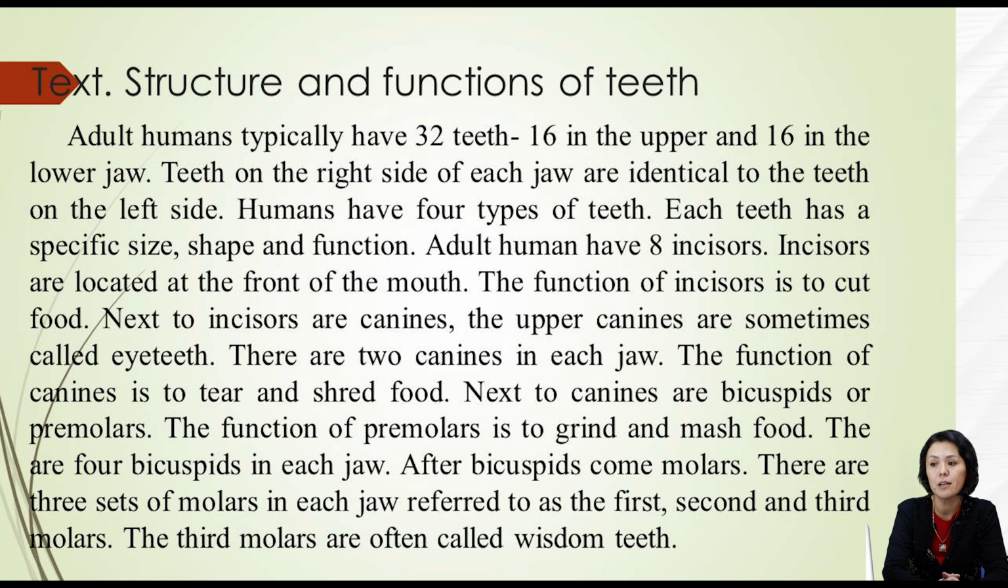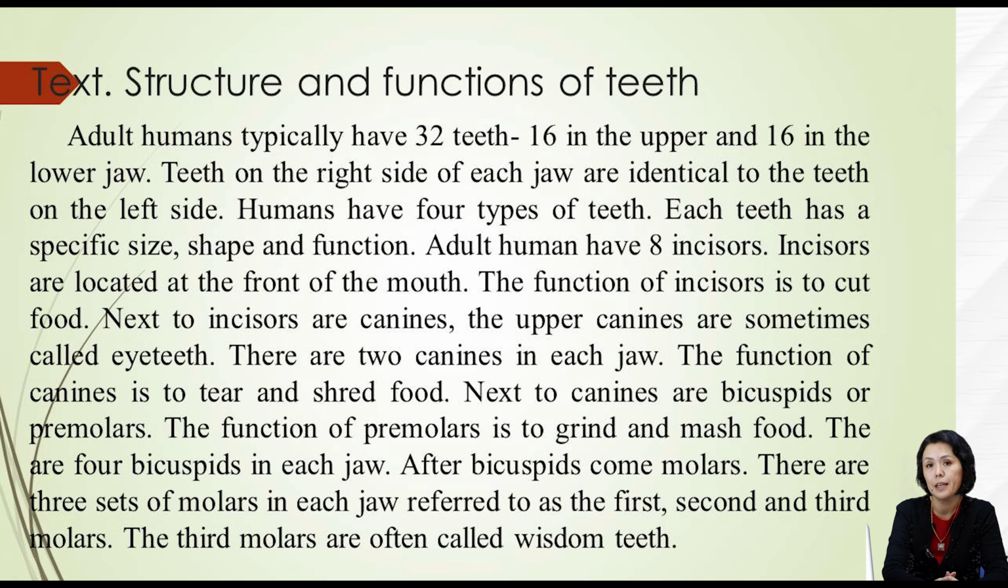Okay, students, now our text. Structure and function of teeth. Adult humans typically have 32 teeth, 16 in the upper and 16 in the lower jaw. Teeth on the right side of each jaw are identical to the teeth on the left side. Humans have 4 types of teeth. Each tooth has a specific size, shape, and function.